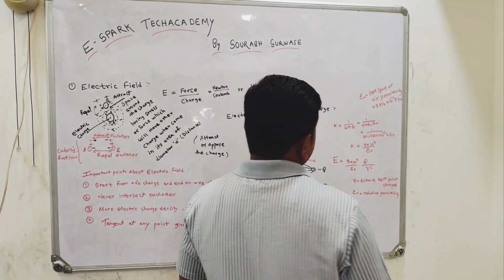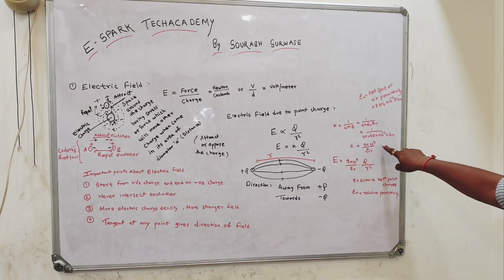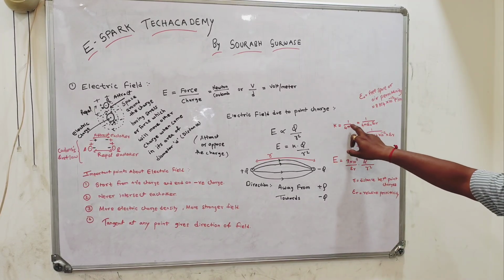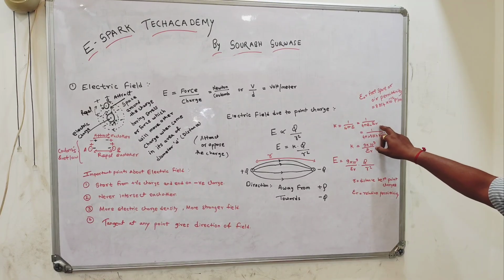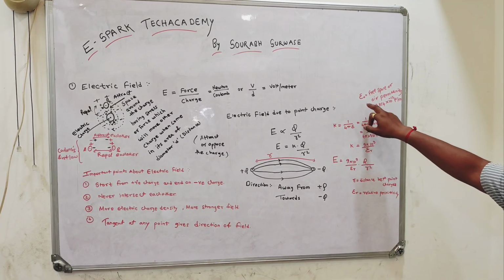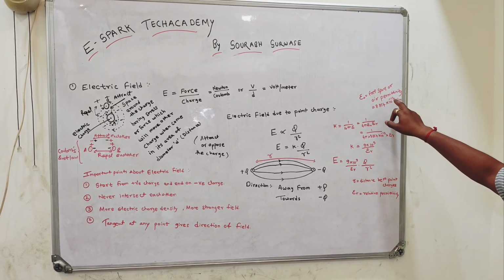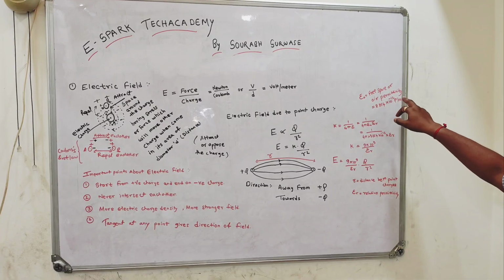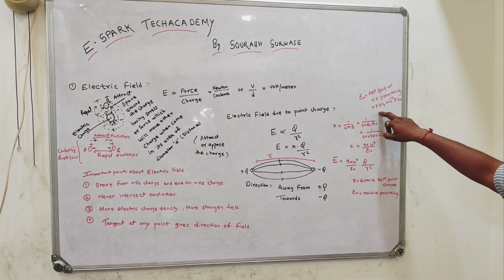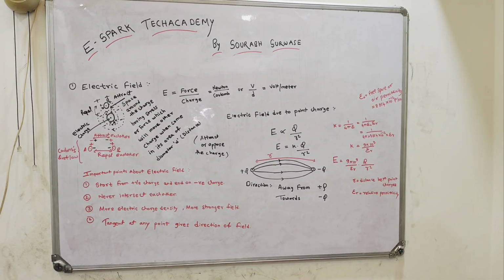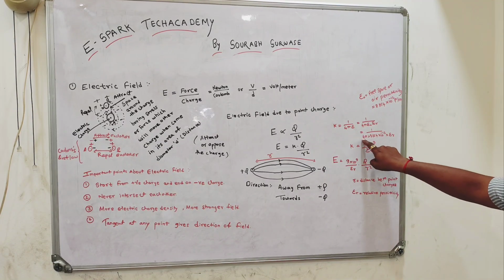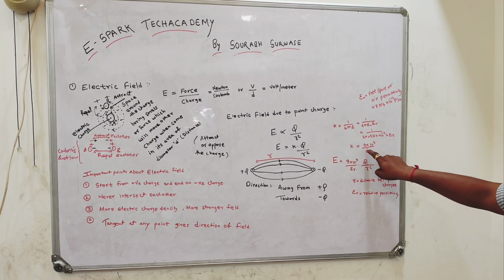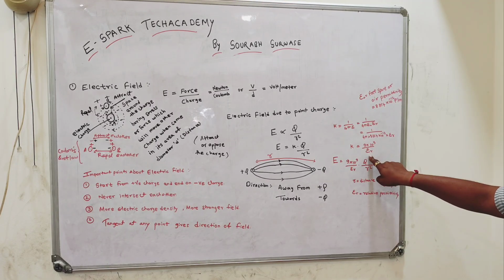This constant is derived in the same way. k is nothing but 1 upon 4 pi epsilon 0 epsilon r. Epsilon 0 is the free space permittivity, or permittivity of air. You can take its value as 8.854 into 10 raised to minus 12 farad per meter, and this is substituted here, and then we calculate it as 9 into 10 raised to 9 divided by epsilon r.